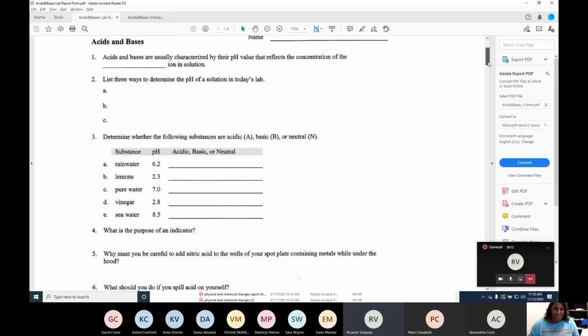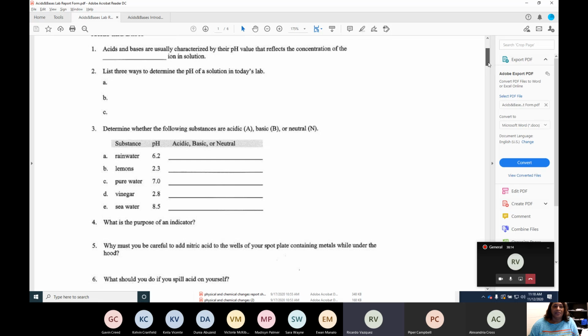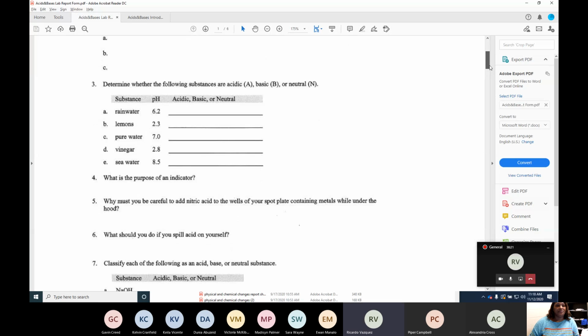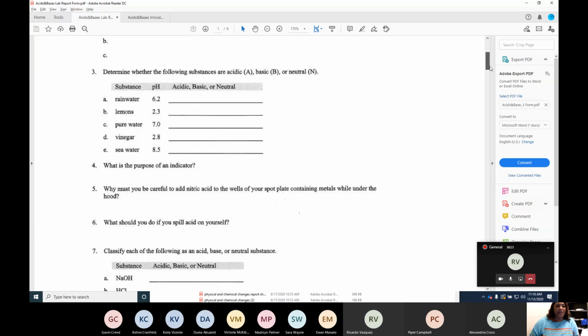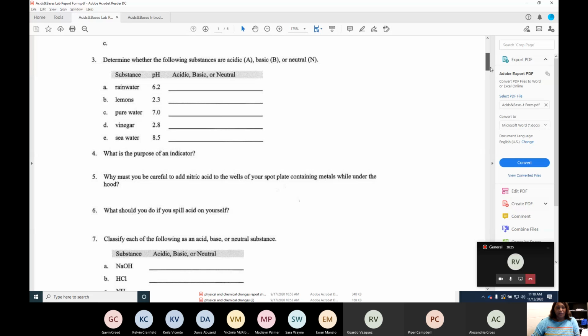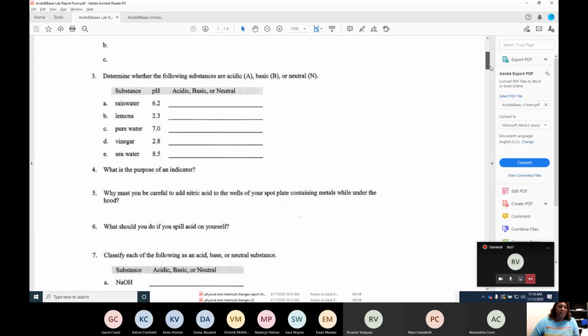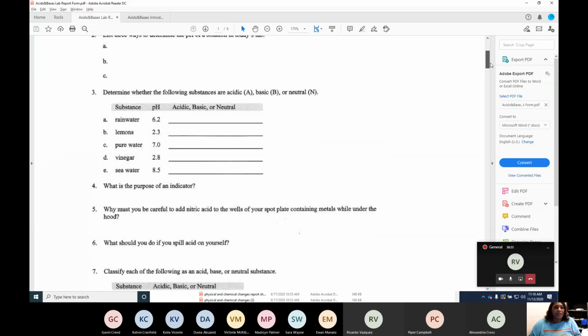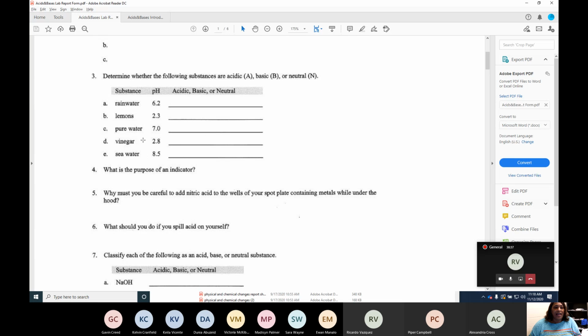Using an indicator. Indicator is 1. The paper, the pH paper. pH paper is the 2nd. And then the meter. The pH meter or pH probe. Either term is correct. That would be the 3rd method, pH meter, or you can say pH probe. Very good. Question 3, based on the pH values listed for these substances, are they acidic, basic, or neutral?